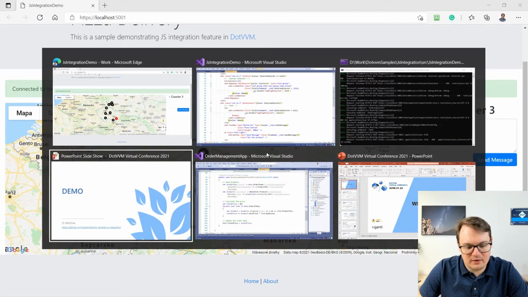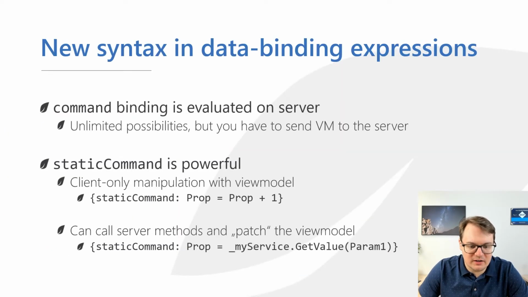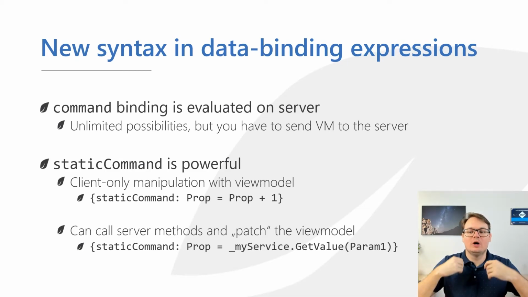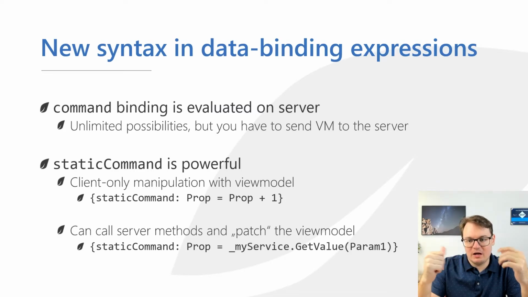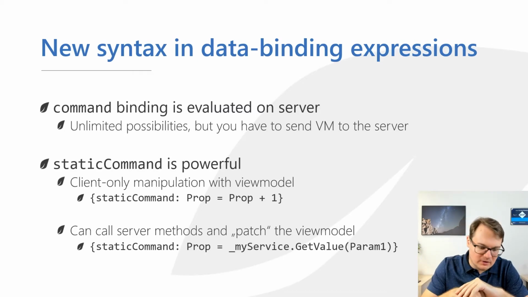Let's continue. So the JS directive helps you to integrate third-party libraries, for example, like Google Maps you have seen, or SignalR, or anything else. You can just import the module in the page and call it in both directions, basically.